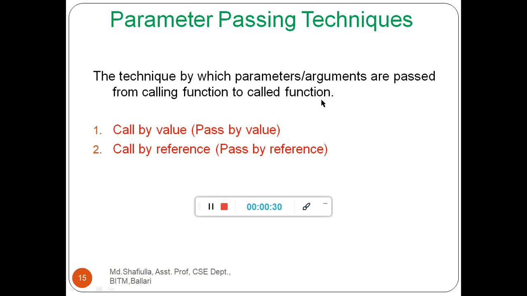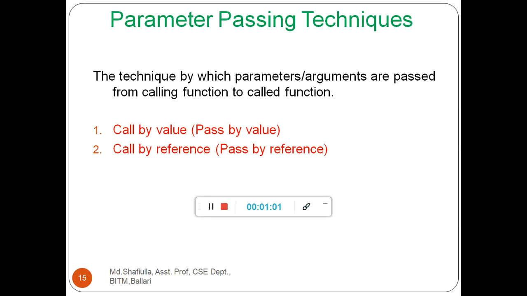In the previous class we have seen that functions communicate with one another in order to get the task done. When they communicate, they exchange data or arguments. The input that a function accepts is referred to as a parameter or argument. The functions pass the data from the calling function to the called function, and the technique by which they pass it is referred to as parameter passing techniques.